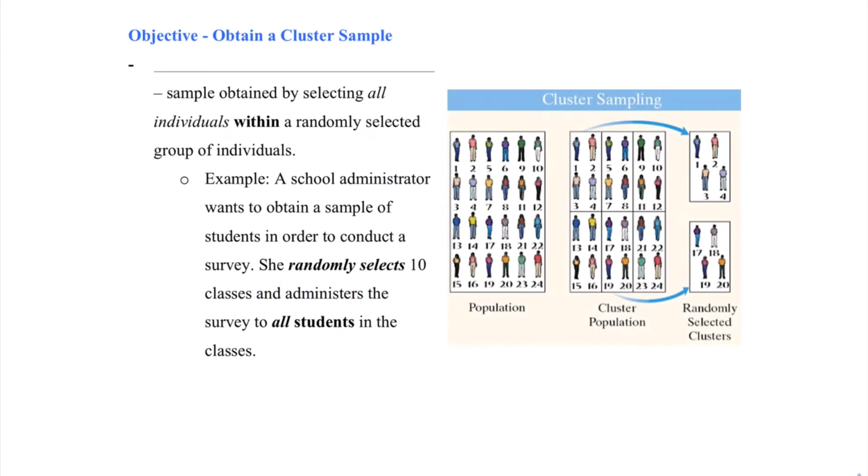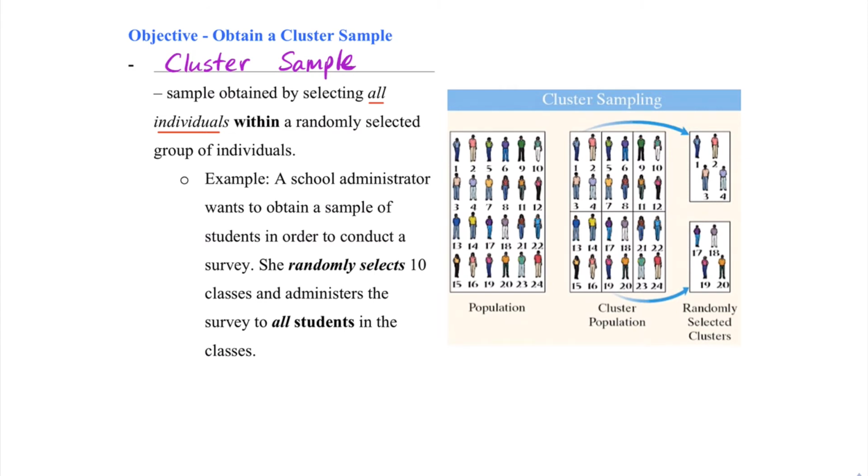Moving over to our next objective then, we're going to discuss a cluster sample. A cluster sample is one that's obtained by selecting all the individuals within a randomly selected group. And the emphasis here is that we're selecting all individuals within a group, as this tends to be confused with stratified sampling every so often, but we'll elaborate on that in a bit.